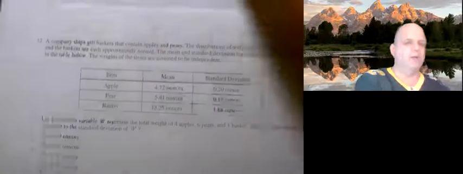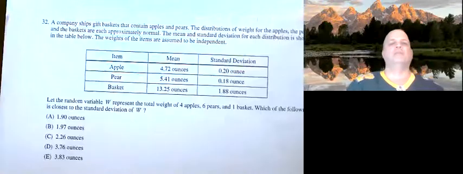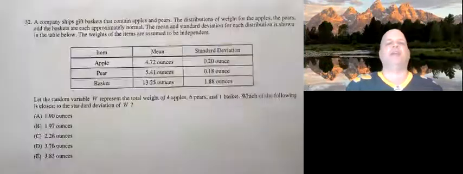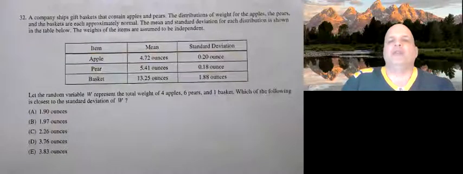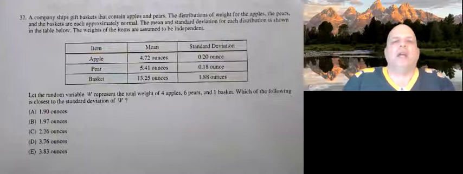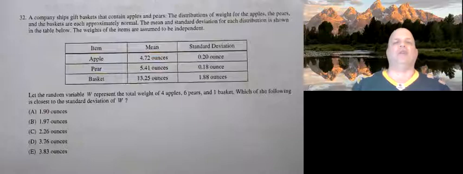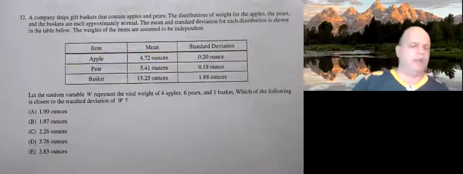All right, moving on to number 32. A company ships gift baskets that contain apples and pears. The distributions of weight for apples, the pears, and the baskets are approximately normal. The mean and standard deviation for each is shown in the table. The weights are assumed to be independent.